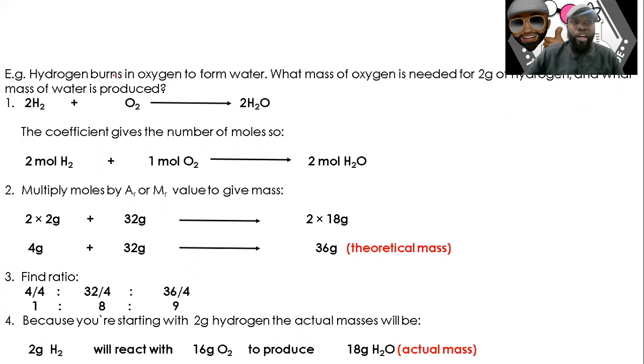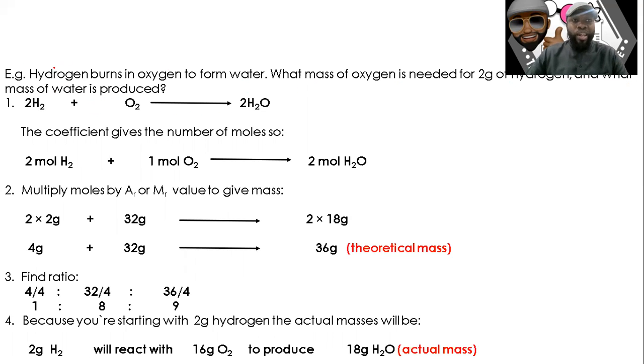Example: hydrogen burns in oxygen to form water. What mass of oxygen is needed for 2 grams of hydrogen, and what mass of water is produced?